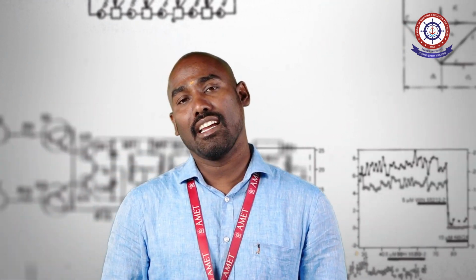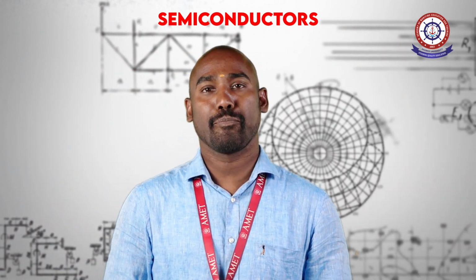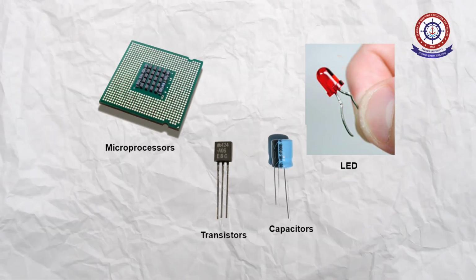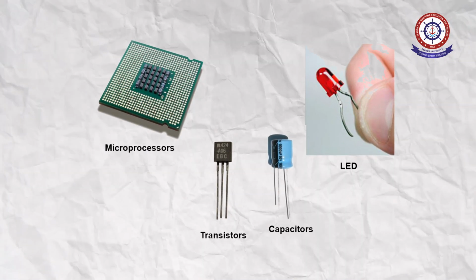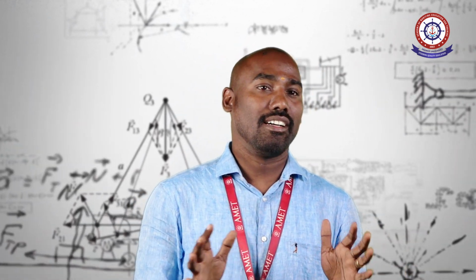Last class we discussed different kinds of conducting materials. As a continuation of the last class, we are going to see this specialized topic, semiconductors, today. What you see in front of you on the screen are different kinds of semiconducting elements. One by one, try to name them.